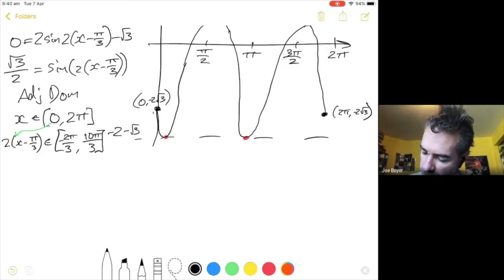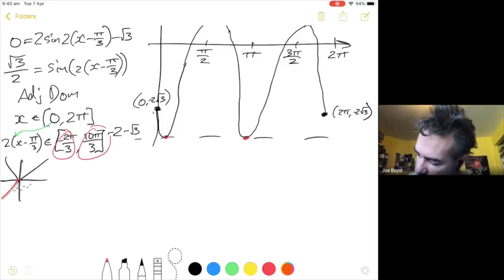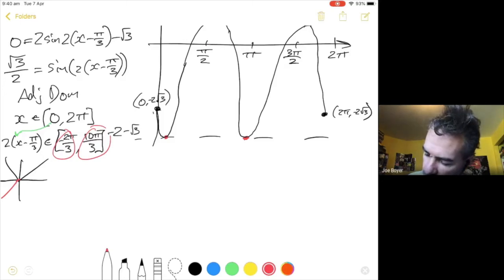Now, what's my base? Where am I going to get solutions? Sign is positive, so I'm going to get solutions there and there. And for my domain, I'm going to start at -2 pi on 3, which is down here, and go around to 10 pi on 3, which is a little bit more than 3 pi. So I'm going to start here, which is negative 2 pi on 3. I'm at 0. I'm at pi. I'm at 2 pi. I'm at 3 pi. And then a little bit further puts me there.